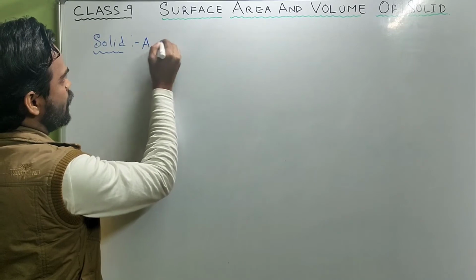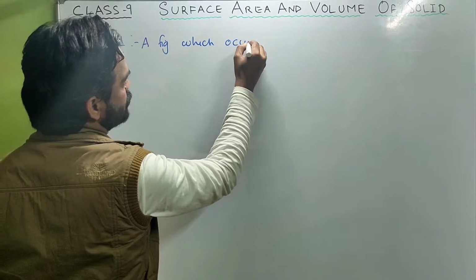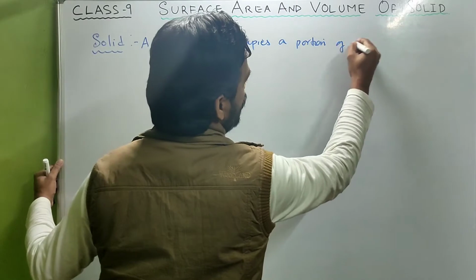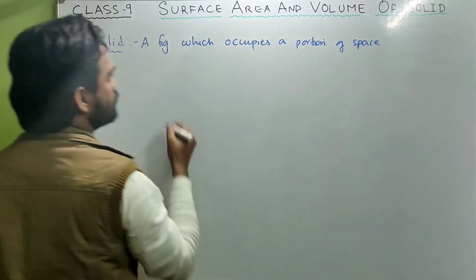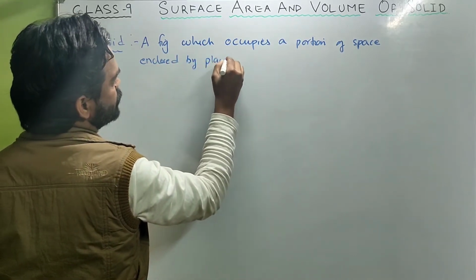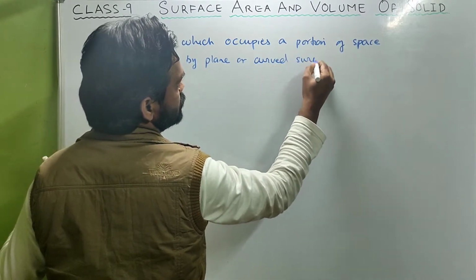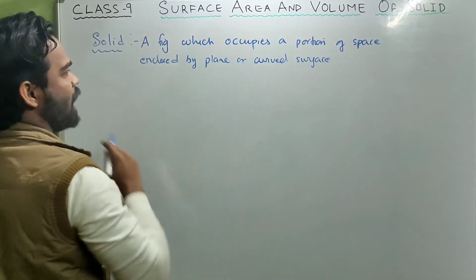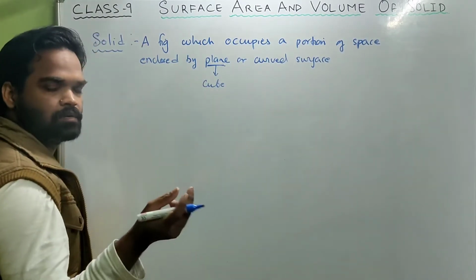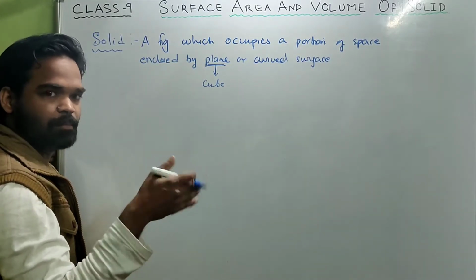Very simple. A figure which occupies a portion of space enclosed by plane or curved surface is known as a solid figure. If you see a cube, a dice, that's a solid figure bounded by plane surface.